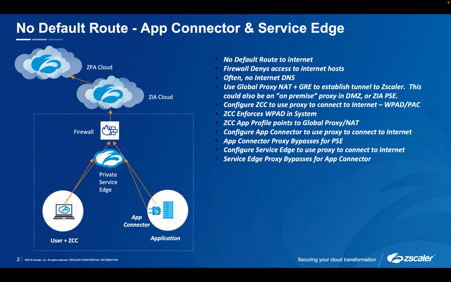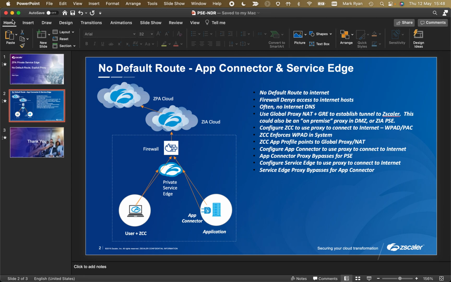So we get this set up. We're going to use WPAD in terms of the client configuration, and we're going to use client connector profiles, app profiles to point to those things, and then I'll run through the configuration and everything for the app connector, service edge, and everything. Okay, so let's come out of the slideshow.